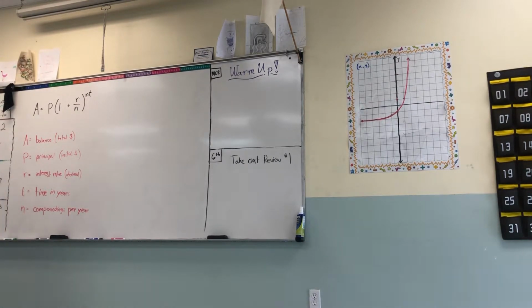How about if it's compounded quarterly? How many times per year? 4, right? If it's compounded monthly, 12. If it's compounded weekly, 52. Figure it out. 52, okay?